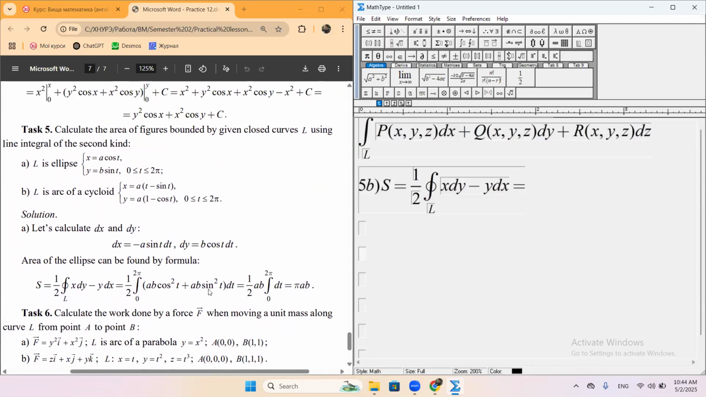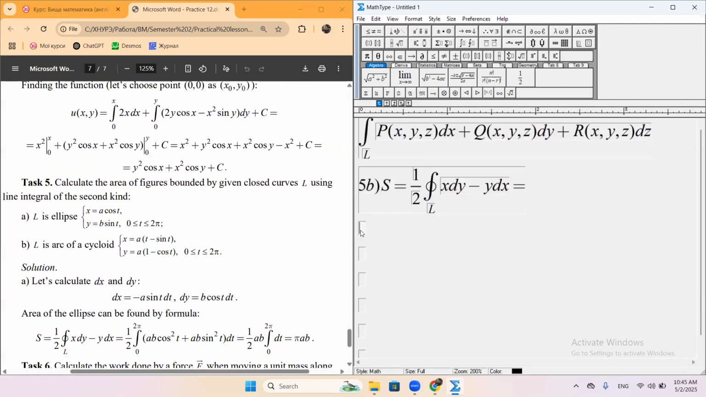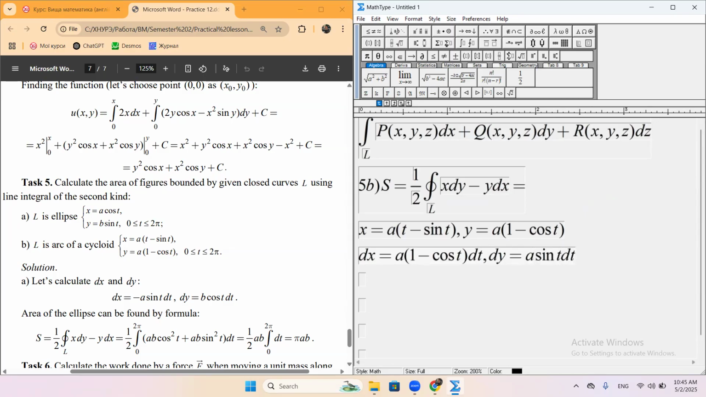Here we will calculate the area of the arc of a cycloid. So x equals a times (t minus sine of t), y equals a times (1 minus cosine of t). Then dx equals a times (1 minus cosine of t) dt, and dy equals a sine of t dt. What about limits of integration? t from 0 to 2π, so the first arc of the cycloid.